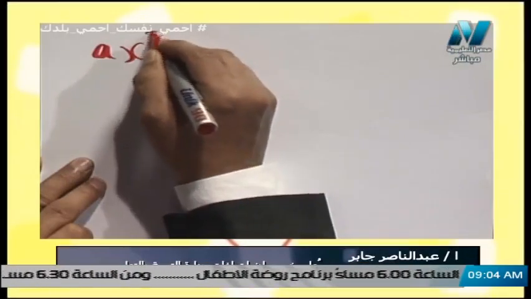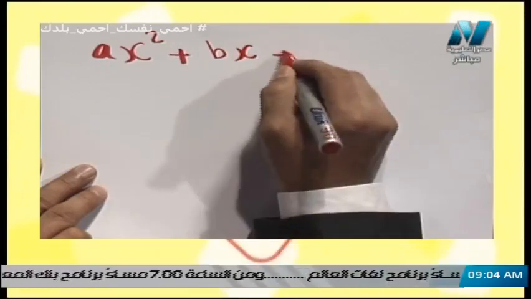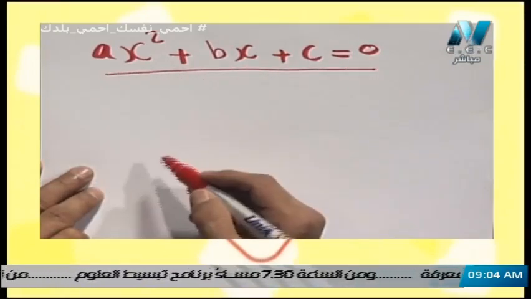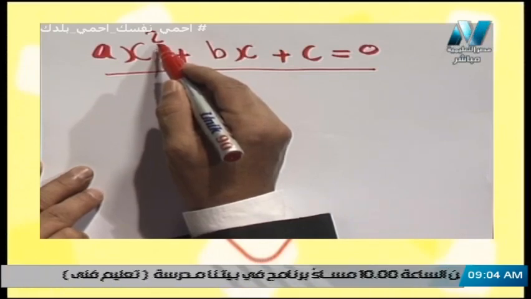Which is solving quadratic equations in one variable algebraically. Okay, what is a quadratic equation? If we have an equation of second degree in one variable x, as we see here, ax power 2 plus bx plus c equals 0, it's an equation of second degree because the biggest degree here is 2, so it is a second degree equation.